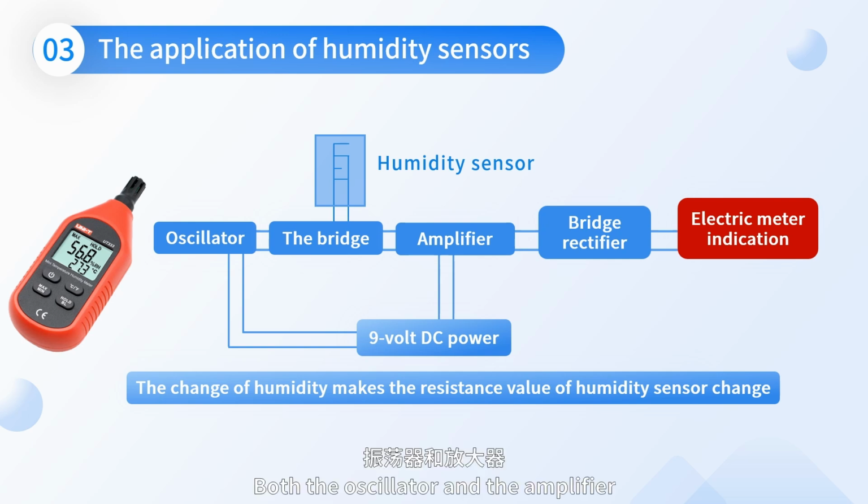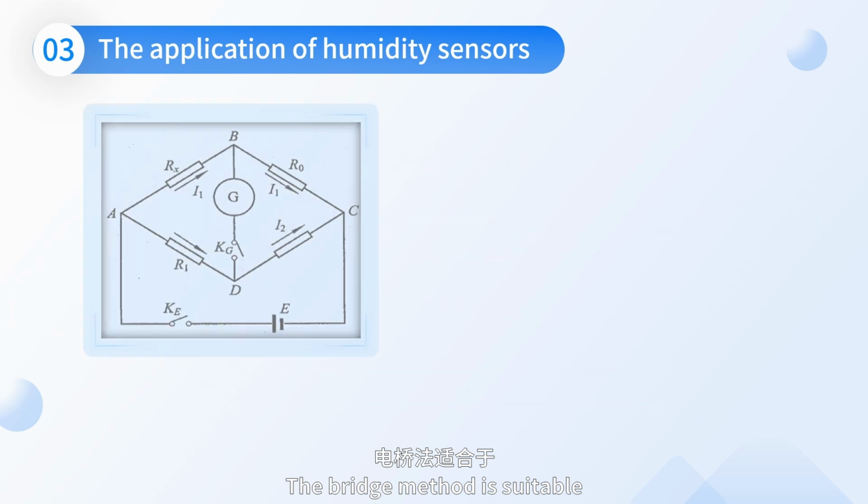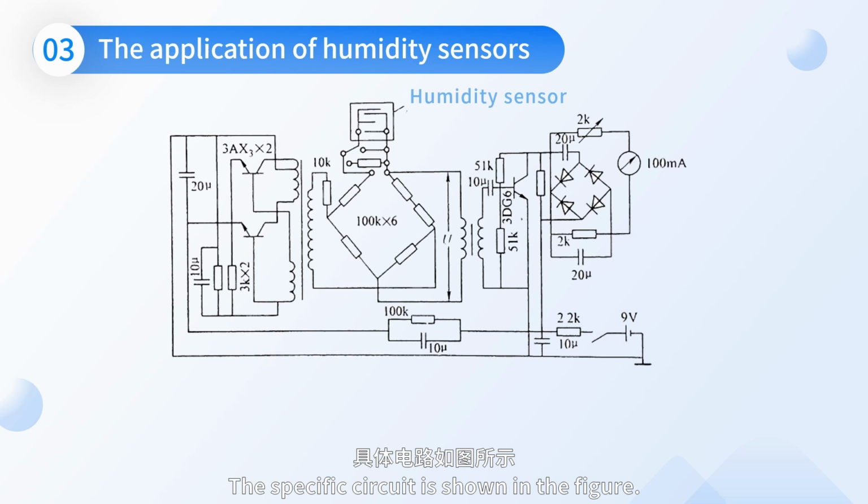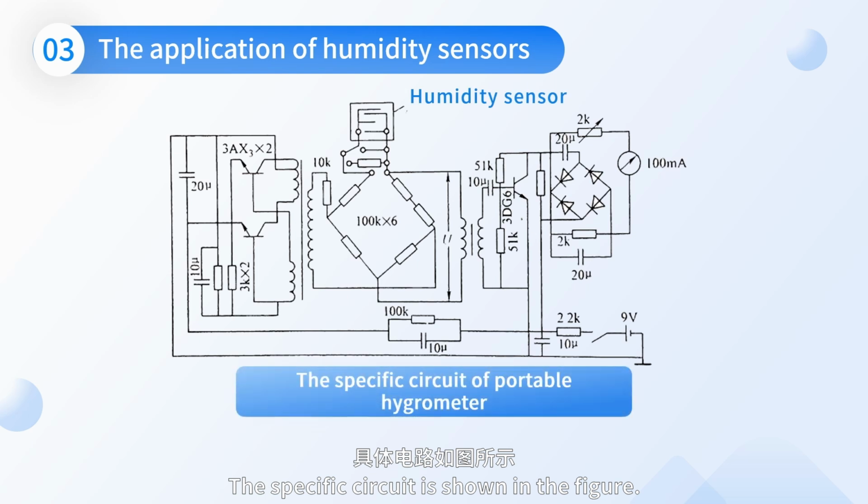Both the oscillator and the amplifier are supplied with a 9-volt DC power supply. The bridge method is suitable for lithium chloride humidity sensors. The specific circuit is shown in the figure.